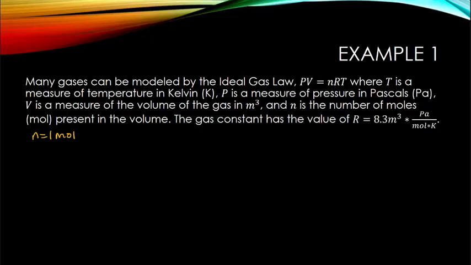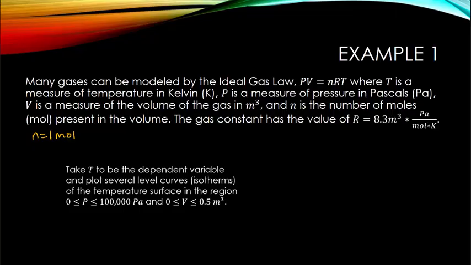variable and figuring out what happens to that dependent variable when my independent variables each change. So the first thing I'm going to do is take T to be my dependent variable, and I'm going to plot several level curves of the temperature surface in the region where 0 is less than or equal to P, which is less than or equal to 100,000 pascals, and where 0 is less than or equal to V, which is less than or equal to 1/2 cubic meter.